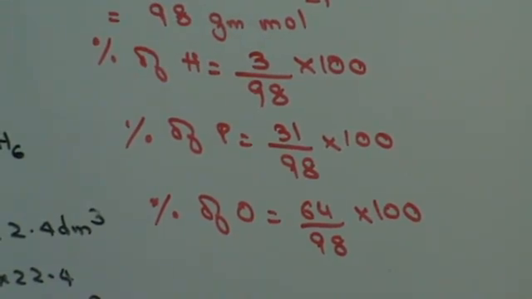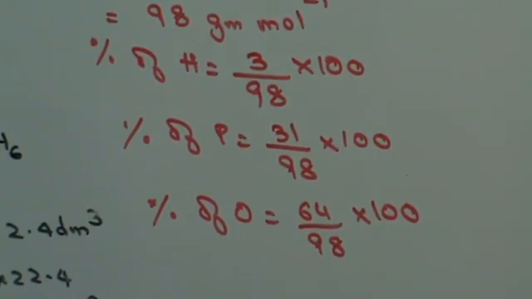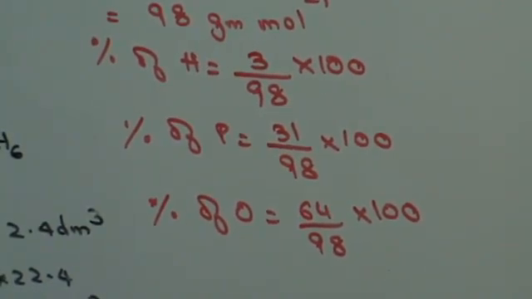Calculate the percentage composition of nitric acid if H is 1, N is 14 and O is 16.